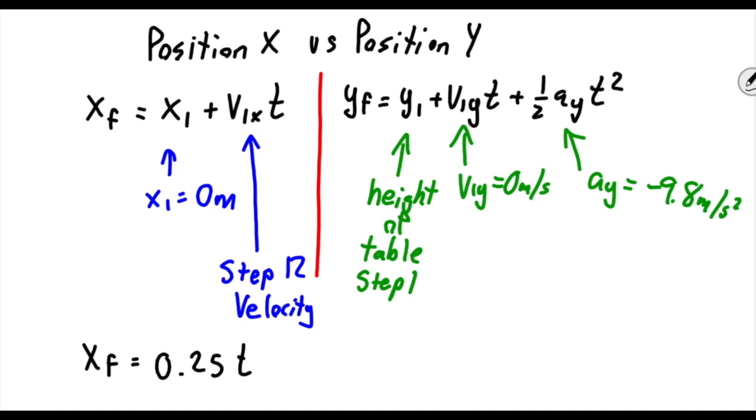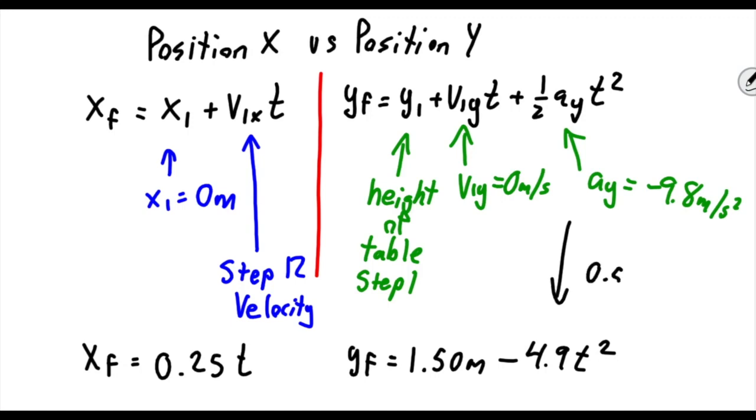And in this case here, Y final, let's say that I measured my table to be much higher than yours. Let's say that my table is 0.50 meters. I'm going to start, again, much higher. V initial Y times T would go to 0, plus 1/2 times AY, negative 9.8, would be minus 4.9 T squared, okay? And again, this is coming from 0.5 times negative 9.8, okay? That's where that's coming from.